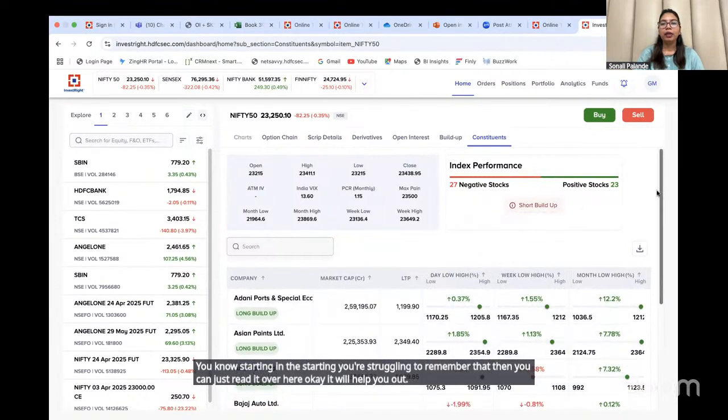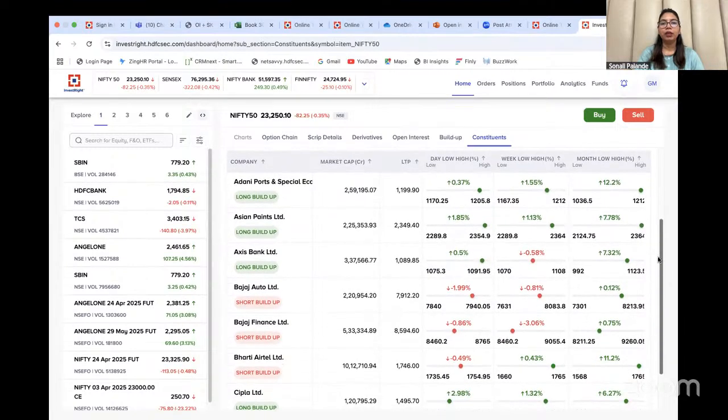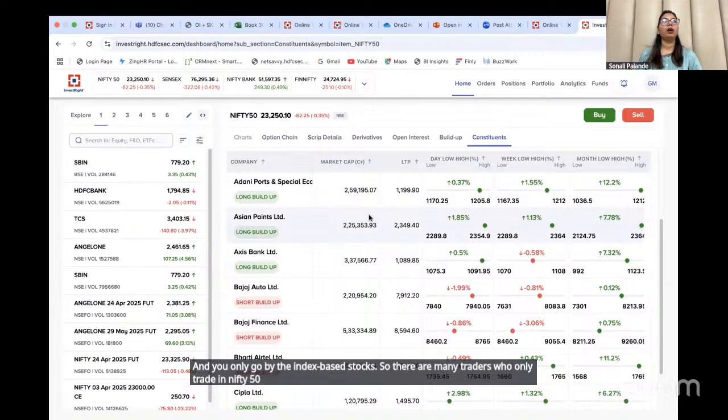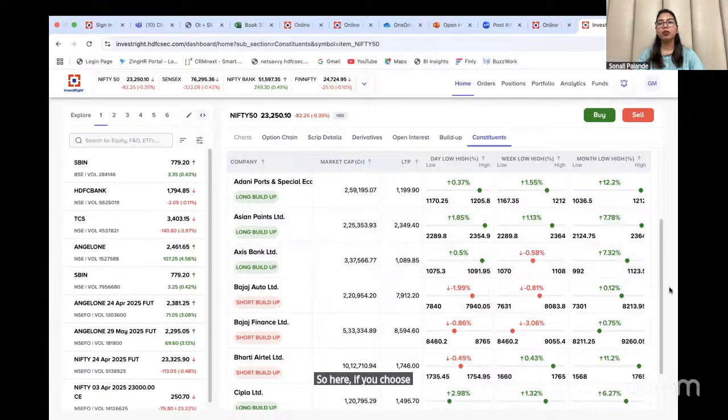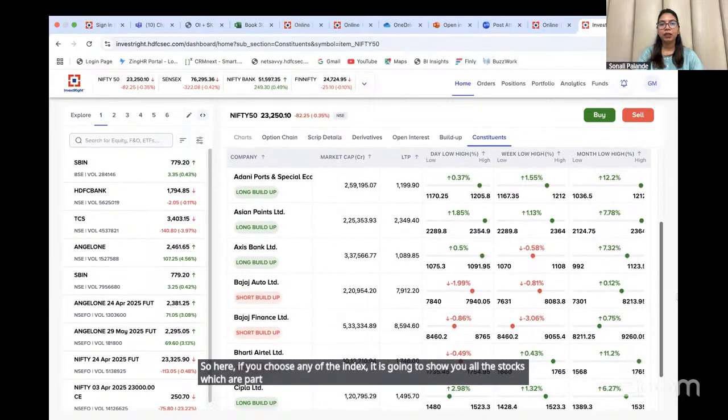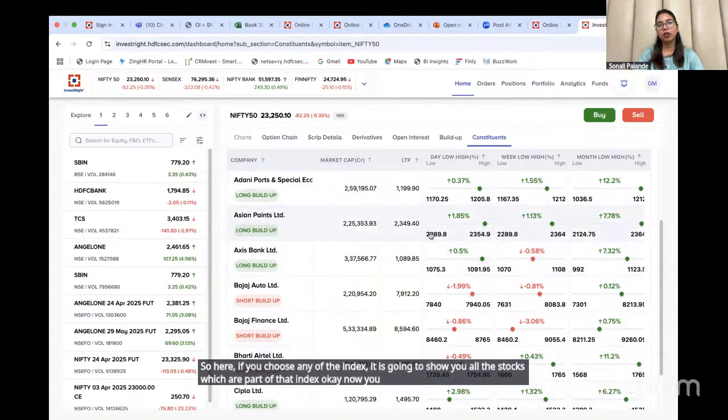अब मान लो कि आप स्टॉक ट्रेडर हैं, okay, and you only go by the index based stocks. So there are many traders who only trade in Nifty 50 stocks, or only trade in Bank Nifty stocks, or sometimes they trade in some of the different index based stocks. So here, if you choose any of the index, it is going to show you all the stocks which are part of that index. Okay, now you are looking at Nifty's constituents.